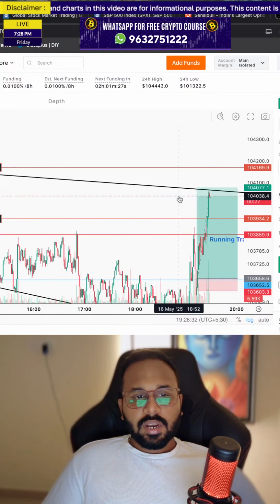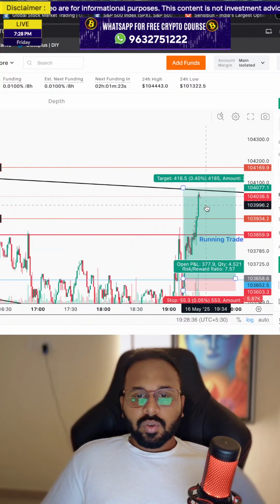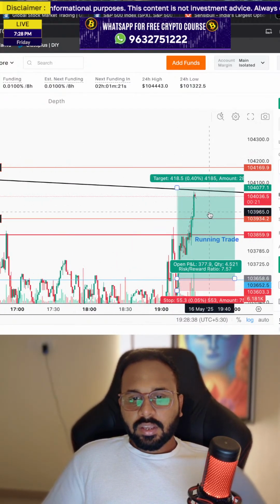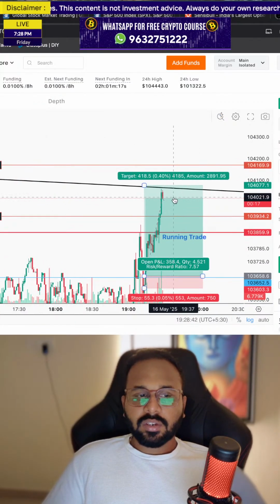Because this is a trend line resistance, you can see, right? Resistance 1, resistance 2. So after this breakout, market can take a rest and then move towards the upside. That's why I'm saying, if you want to exit, you exit now.